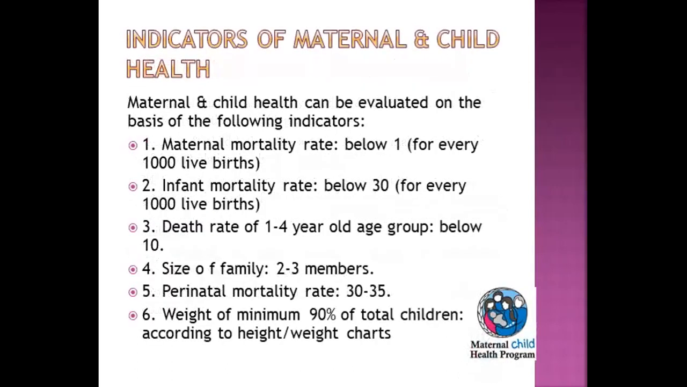Indicators for maternal and child health. The mother and child health program can be evaluated on the basis of the following indicators. It includes maternal mortality rate, infant mortality rate, death rate of 1 to 4 year old children, size of the family, perinatal mortality rate, and weight of a minimum of 90% of the total population according to height or weight charts.